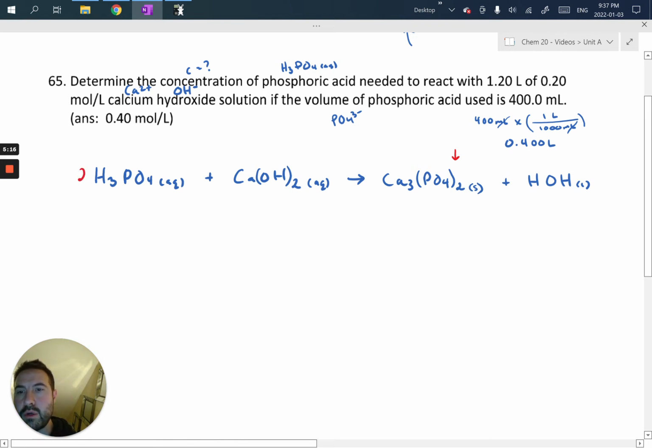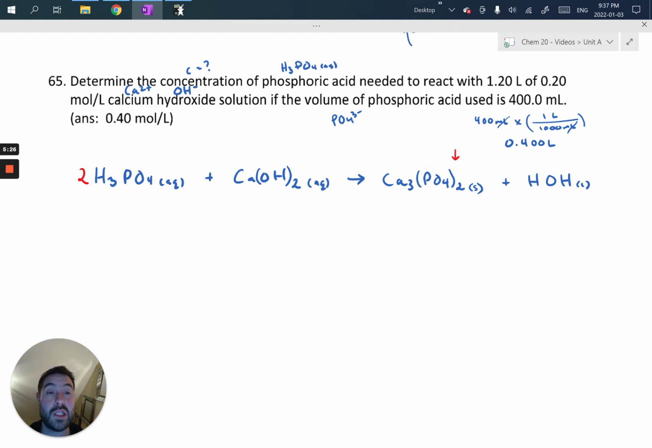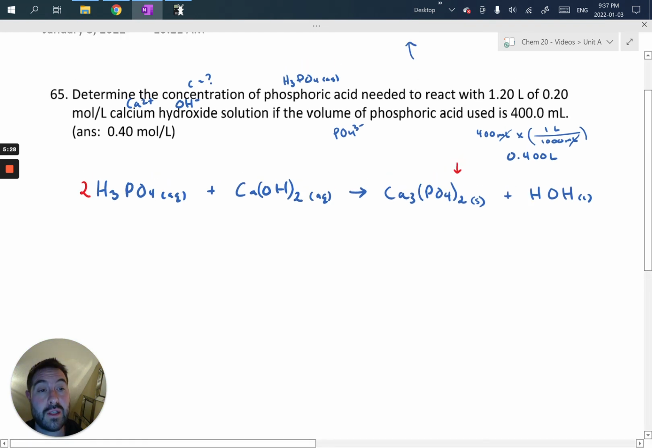So I'm going to put a coefficient 2 here in front of my phosphoric acid and get 2 phosphates there on the reactant side. And now I've got 6 hydrogens over there. So let's throw a 6 over here and see if this works out. 6 hydrogens, now I got 6 hydroxides. So in order to get my hydroxides to 6 on my reactant side, I'm going to need a 3. That balances out everything. Let's check if the calciums are good. 3 calciums on the left, 3 calciums on the right.